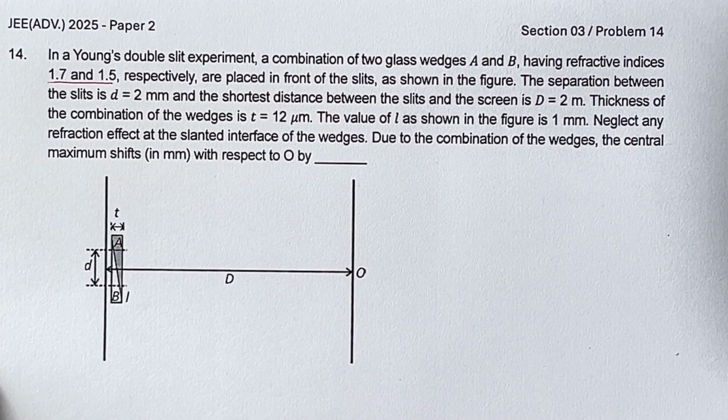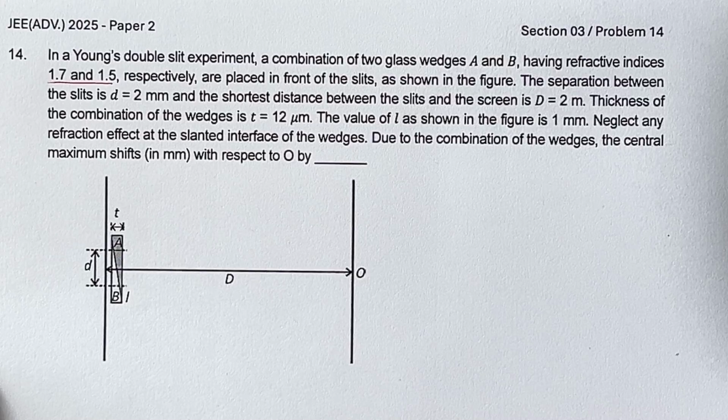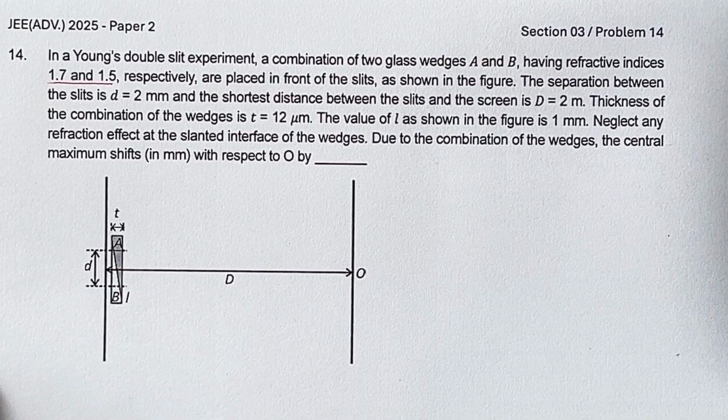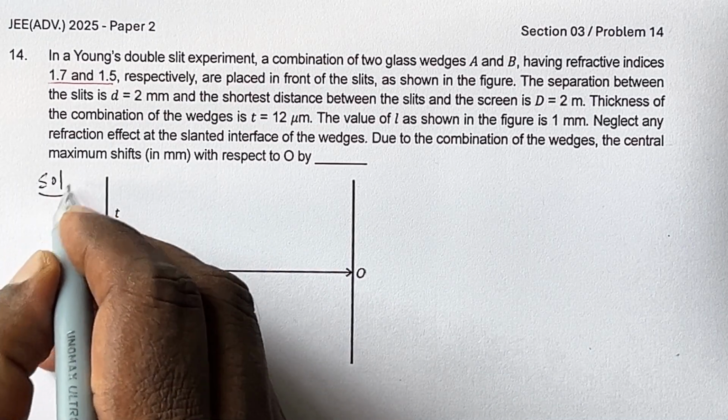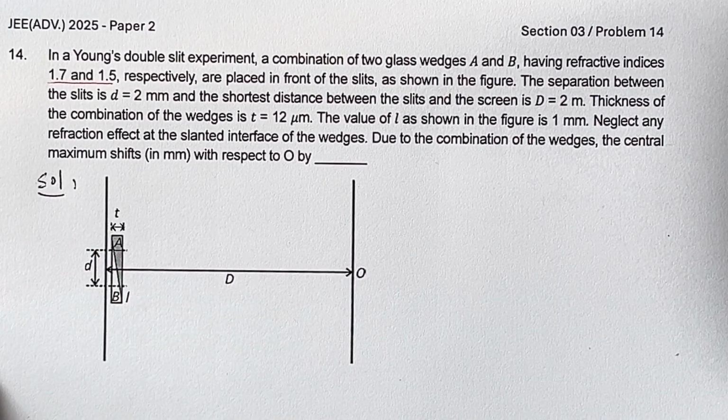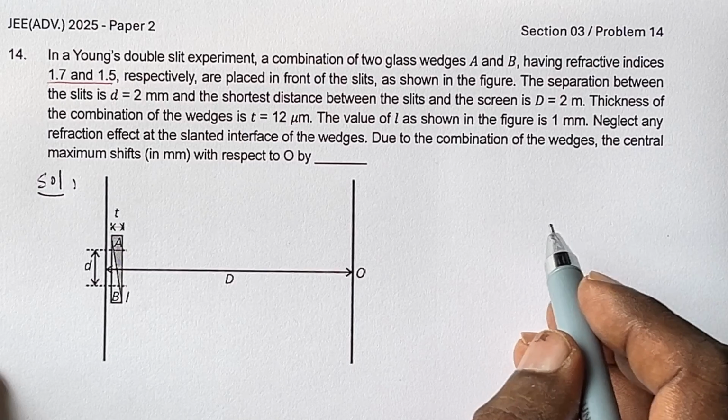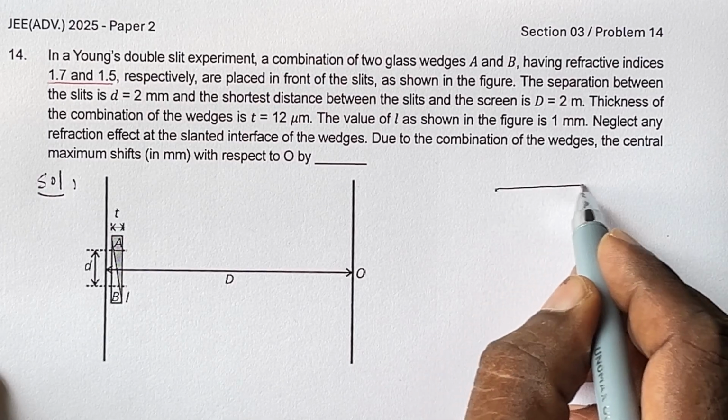That is the condition for central maxima: the path difference is equal to 0. That's all, that is the clue in this problem. Okay. Now, the wedge effect we have to consider. See here, the wedge is like this.